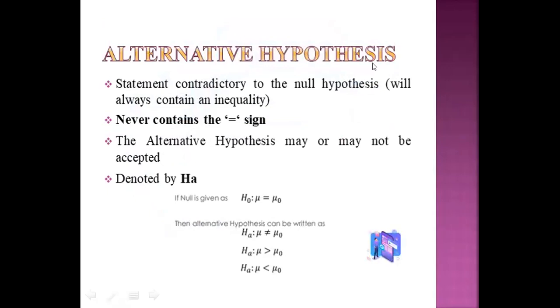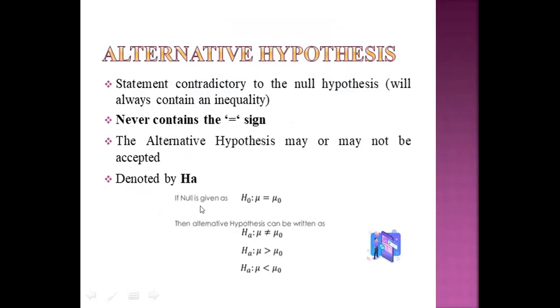Alternate hypothesis. A statement contradictory to the null hypothesis is known as the alternative hypothesis or researcher hypothesis. It will always contain an inequality sign and it never contains the equality sign. Alternative hypothesis may or may not be accepted. It is denoted by HA.